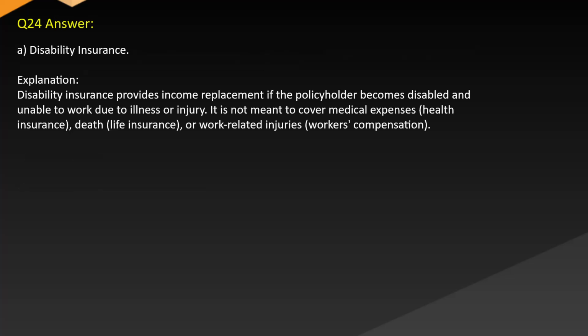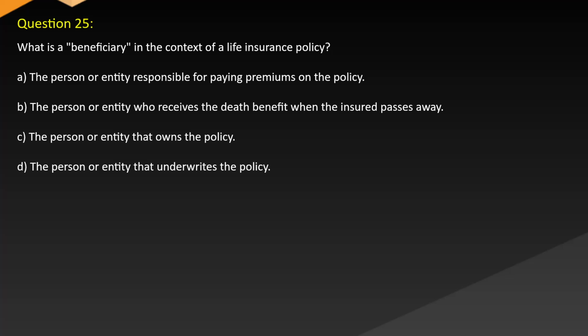Answer: A. Disability insurance. Explanation: disability insurance provides income replacement if the policyholder becomes disabled and unable to work due to illness or injury. It is not meant to cover medical expenses (health insurance), death (life insurance), or work-related injuries (workers' compensation).